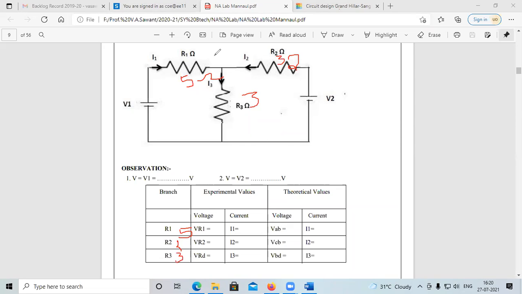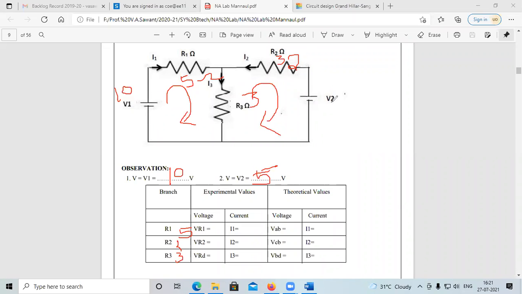Now voltage V1 is taken as 10 volt, and the value of V2 is taken as 5 volt. Now we have to verify mesh analysis. For mesh analysis, apply KVL to mesh 1, and apply KVL to mesh 2 as well. Accordingly we will get the values of I1, I2 and I3.